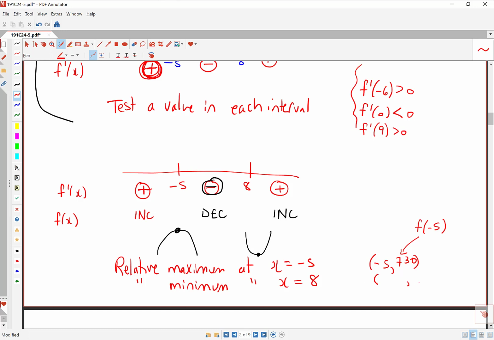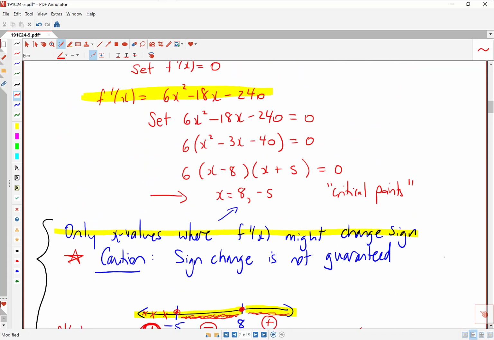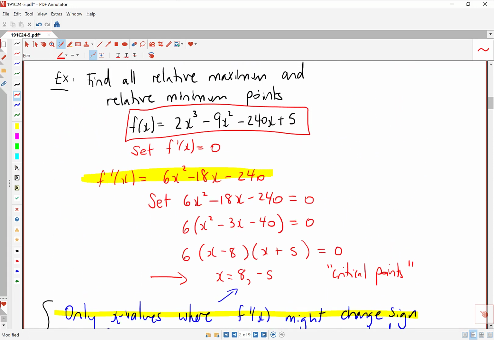Okay, and then similar thing, if we wanted a point that was on the graph, if we wanted to describe our relative minimum in terms of an x and a y coordinate, we would say, well, the x coordinate is 8 and the y coordinate is what we get if we put 8 into our original function. And that would be -1467.